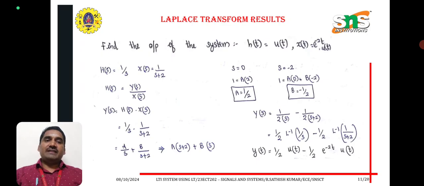Find the output of the system. h(t) = u(t), x(t) = e^(-2t) u(t). H(s) = 1/s, X(s) = 1/(s+2).